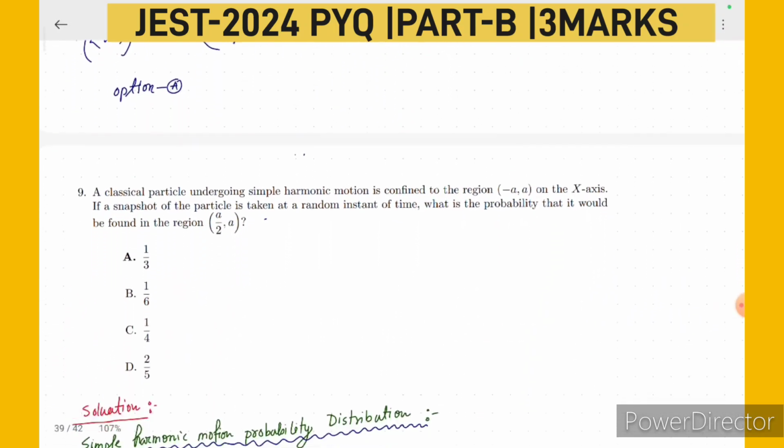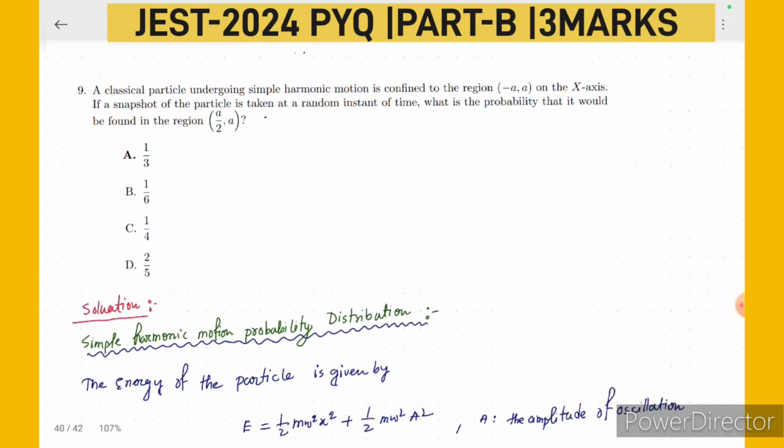Next question, question number 9. A classical particle undergoing simple harmonic motion is confined to the region minus a to plus a on the x-axis. If a snapshot of the particle is taken at a random instant of time, what is the probability that it would be found in the region a by 2 to a?